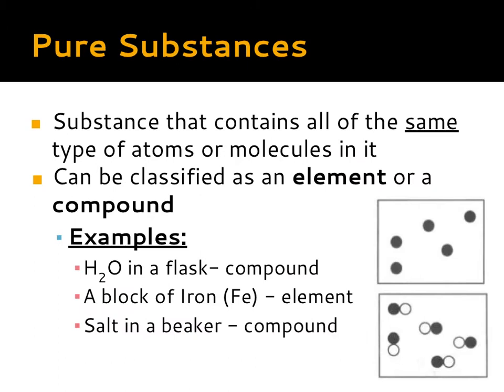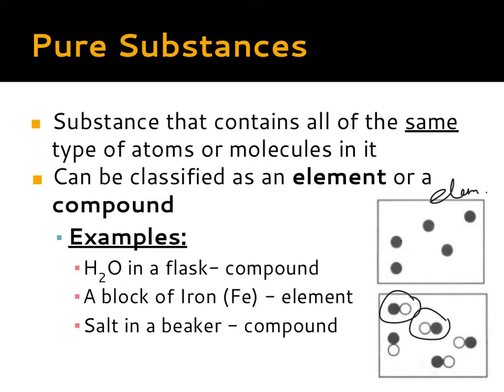So pure substances contain all of the same types of atoms. They could be elements or they could be compounds, just depending on what they're made of. This will be an example of an element because all of the particles are identical to one another. Down here, all the particles are the same, so this particle is the same as that particle, but you will see that the black circle and the white circle are two different elements, essentially.